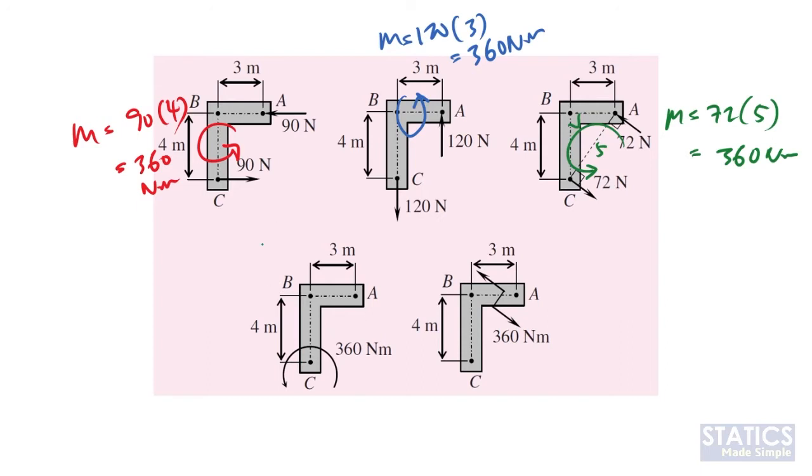Okay, or we can just straight away draw a free couple which is equal to 360 Newton meter. We can put the free couple at C or arbitrarily here. It doesn't matter. Sometimes we put it at one point, sometimes we just put it in between. It doesn't matter because this free couple is transferable. It is acting on the whole rigid body. It's not at point C per se.